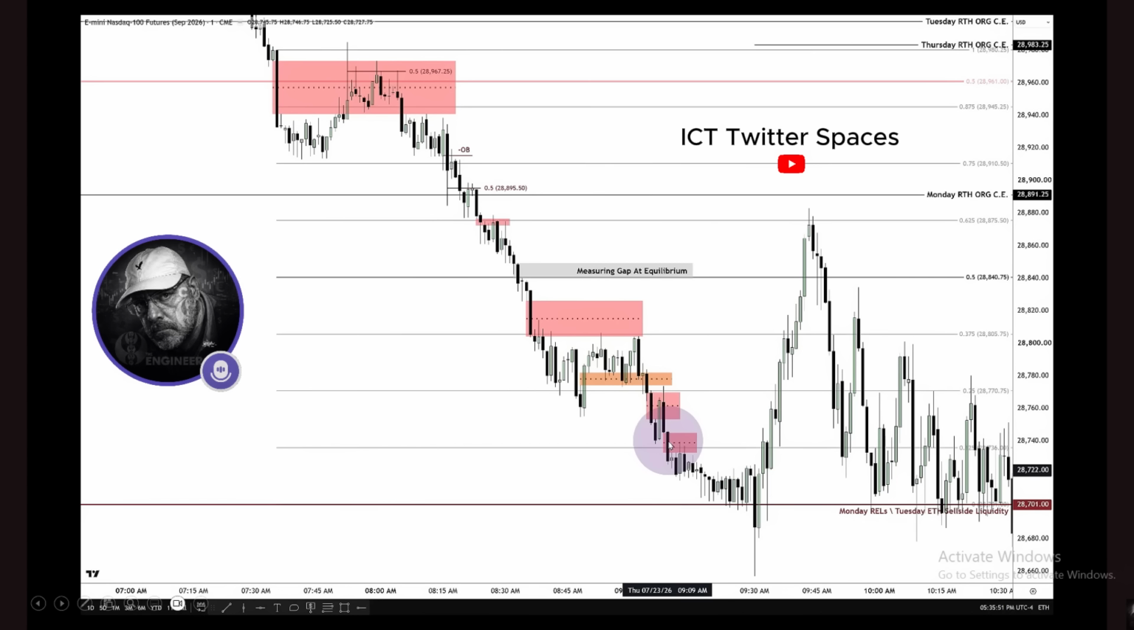So what I try to do is I give enough information so the rules are known. You know, we're looking for a draw on liquidity. That's the first thing. The easiest one is relative equal high, relative equal low.